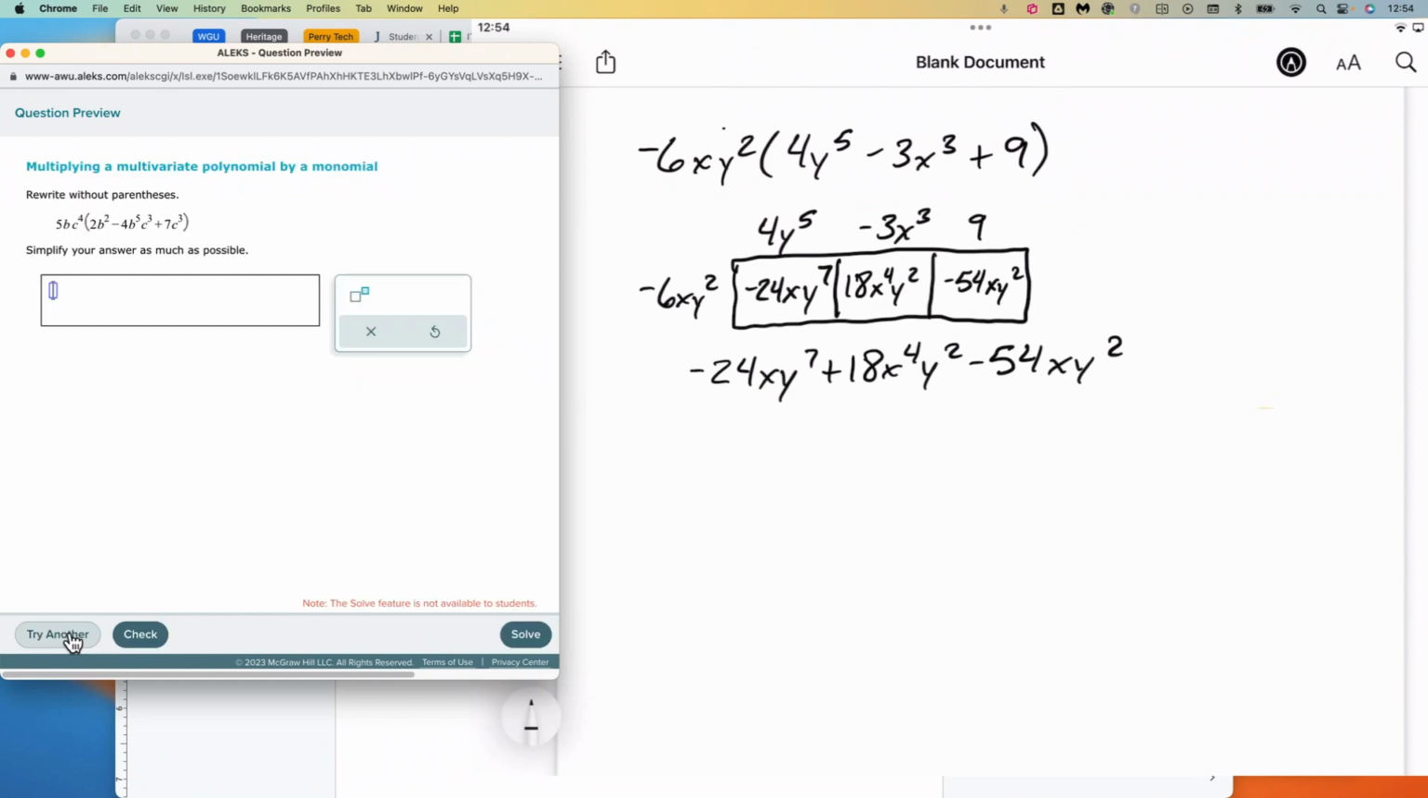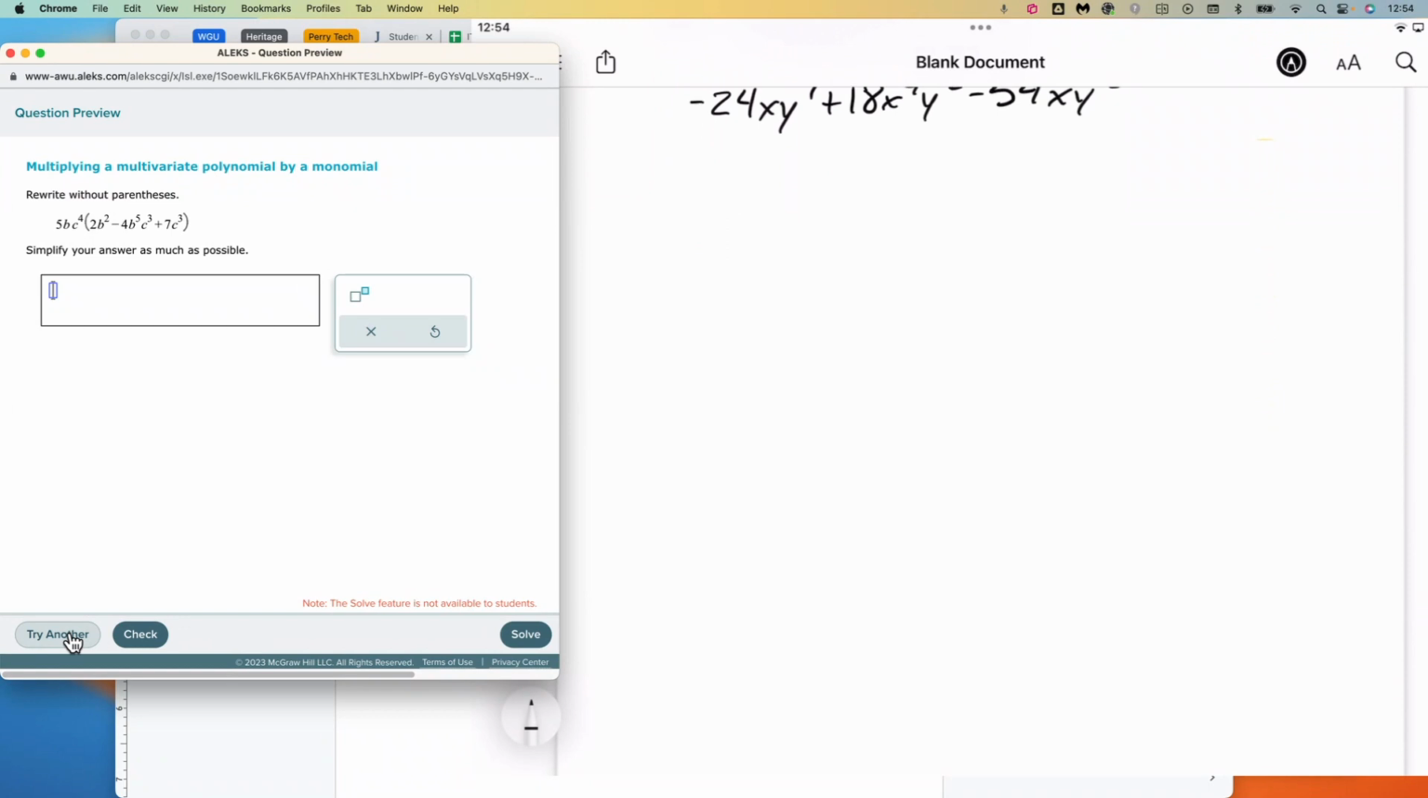Okay, we get the next one. We have 5bc to the fourth times 2b squared minus 4b to the fifth c cubed plus 7c cubed.